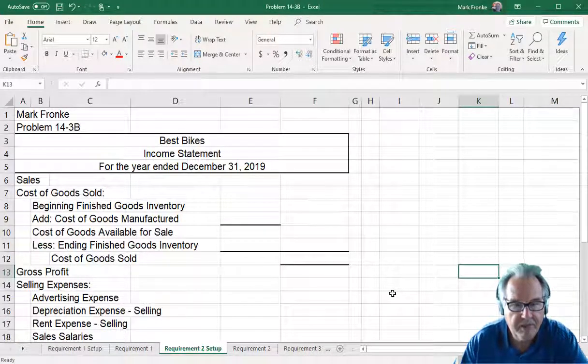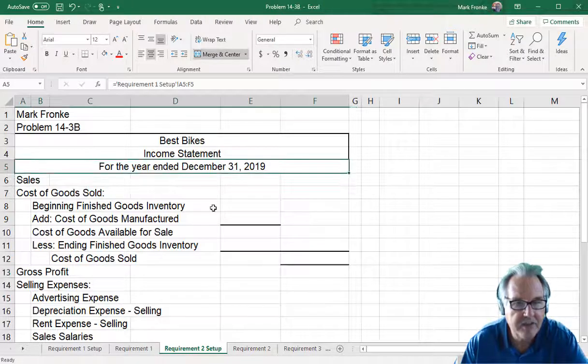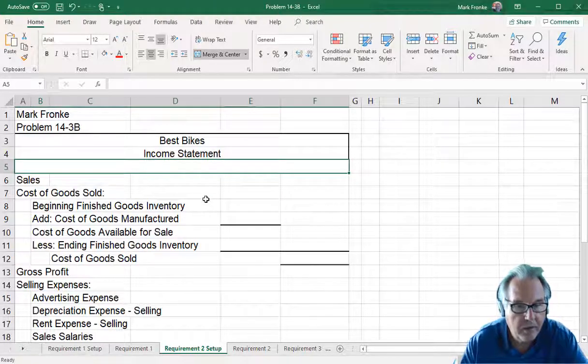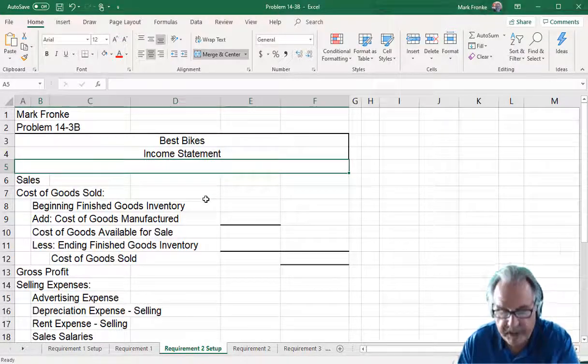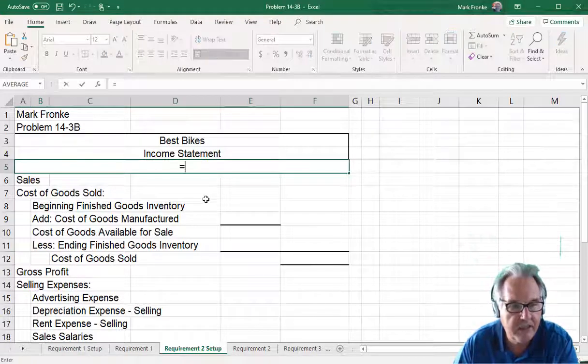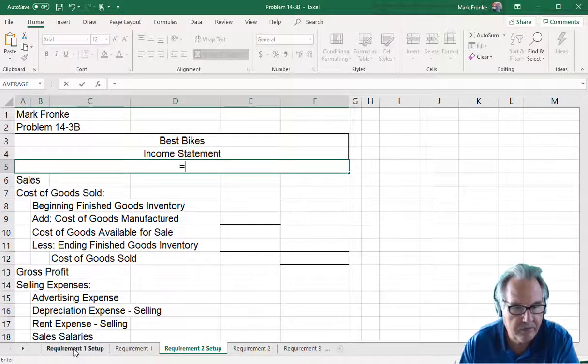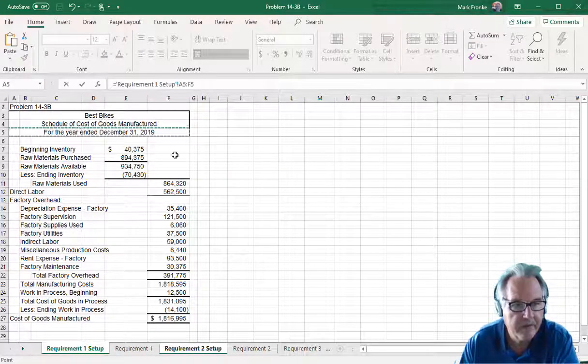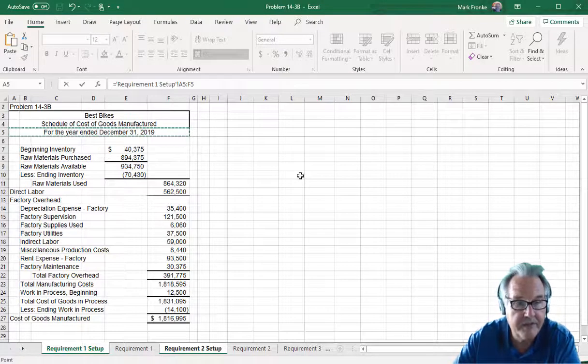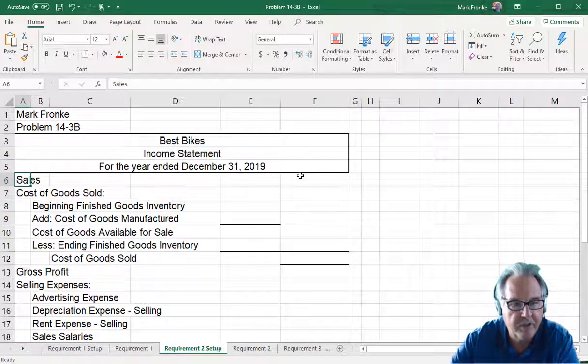Now we can prepare the income statement. I've got my heading here. I linked my date to the statement of cost of goods manufactured. I'll do it again, so equals the year ended December 31, and that will just come right over.